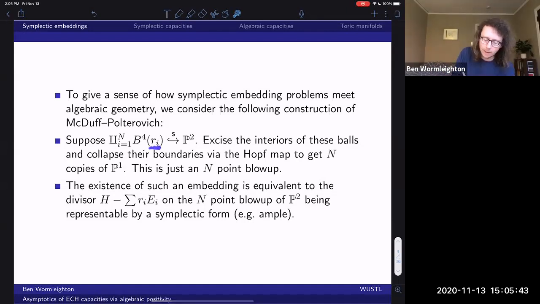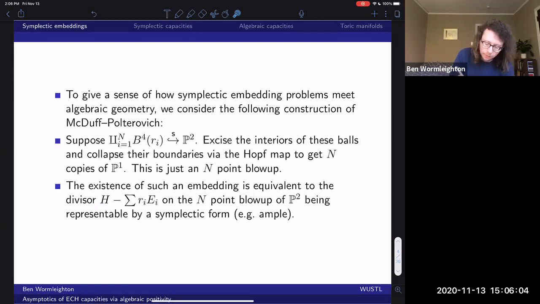Notice that I'm allowing the radii of the balls to vary. And these radii are encoded essentially by the following divisor, H minus sum r_i E_i. The E_i are just the exceptional divisors of the blowup, the P1s, and the H is just the pullback of the line class.